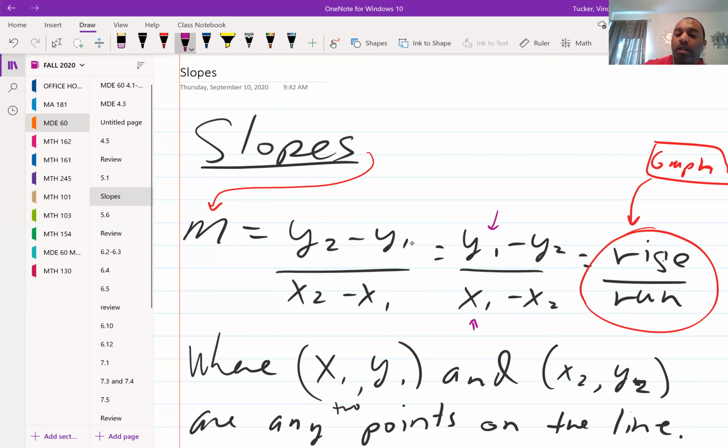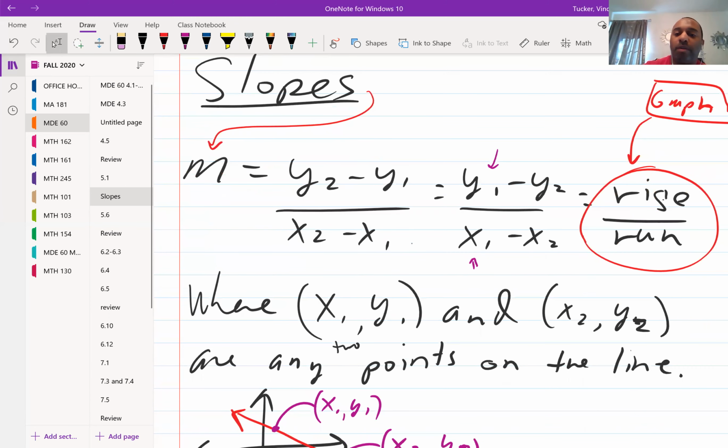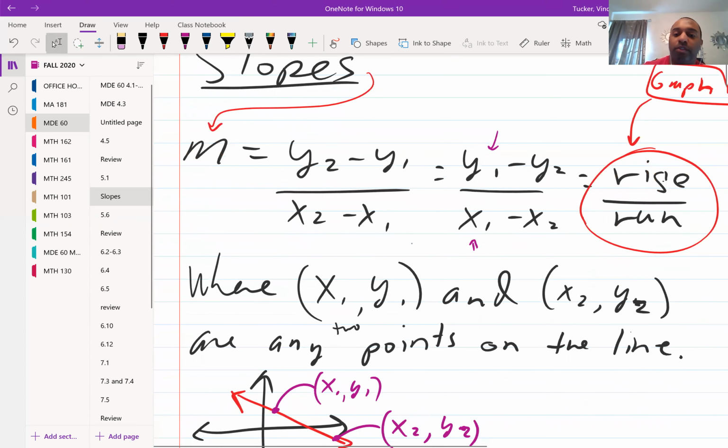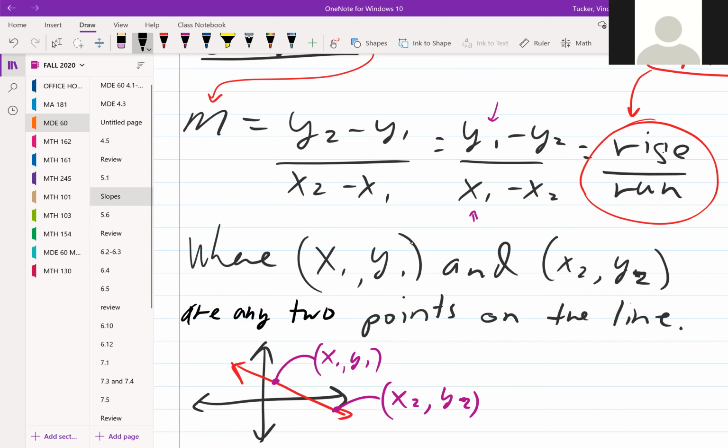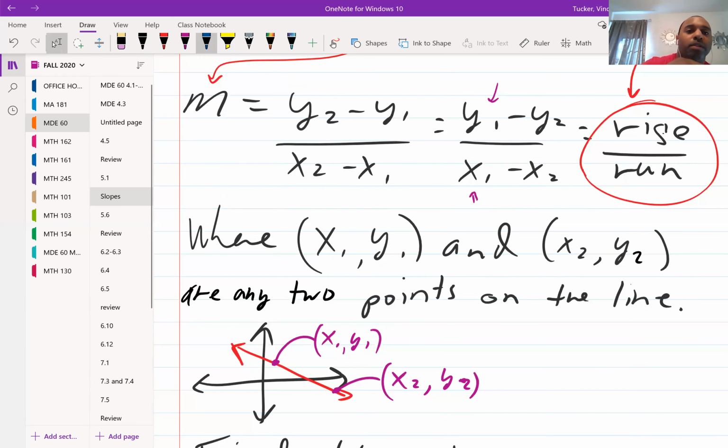All right. So x1, y1, and x2, y2 are going to be any 2 points on the line. Let me write that together right here. So any 2 points on the line that you have. That's this diagram right here, just generally, if you have a line, any 2 points on the line, get those coordinates and you can calculate the slope.